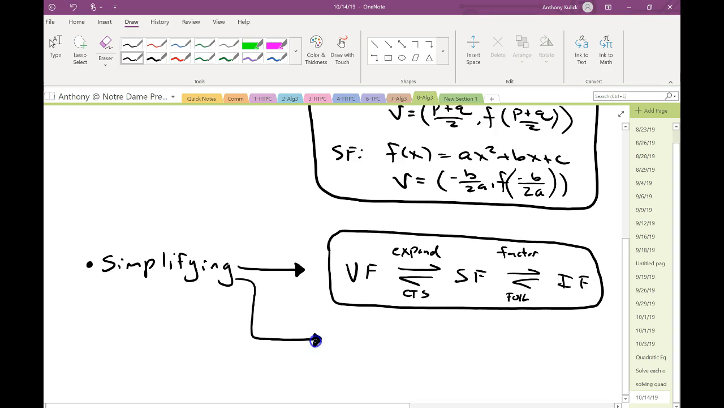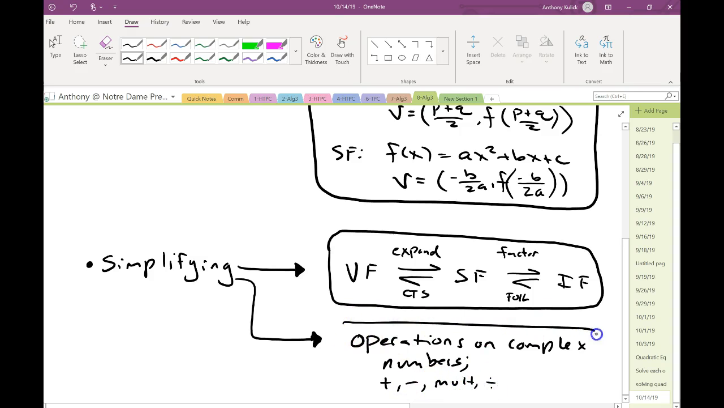The other simplifying topic we've talked about is the one we just finished, which is just operations on complex numbers. So that's add, subtract, multiply, and divide. Those are the four operations on complex numbers that we talked about.